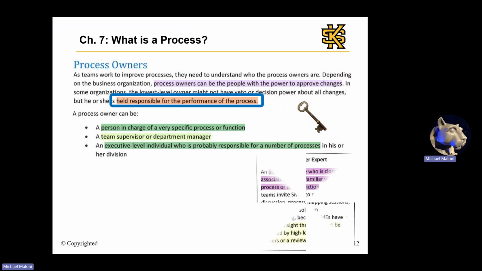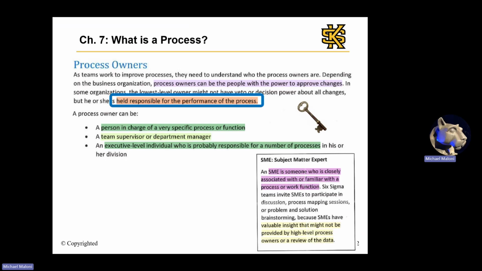Likewise, subject matter experts are also key to success. These individuals, who may be the process owners themselves or other key resources, hold specific knowledge that will be critical to understanding and fixing a process.